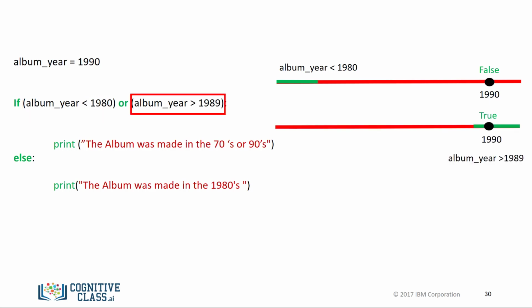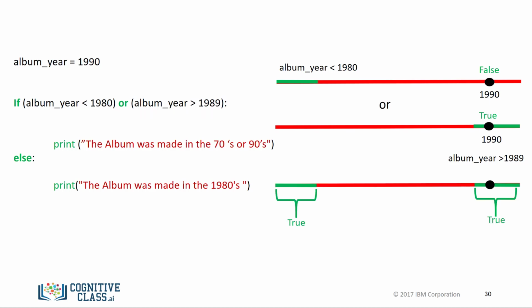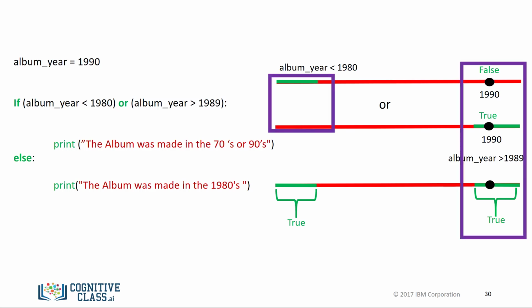Examining the second condition, we see that 1990 is greater than 1989, so the condition is also true. We can verify by examining the corresponding second number line. In the final number line, the green region indicates where the area is true. This region corresponds to where at least one statement is true. We see that 1990 falls in the area. Therefore, we execute the statement.